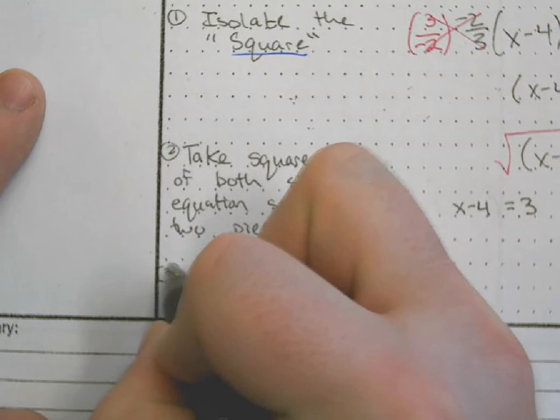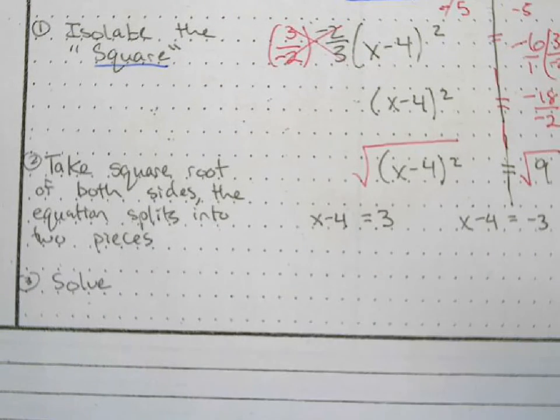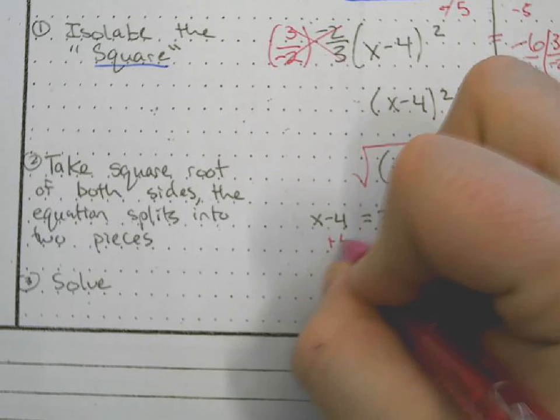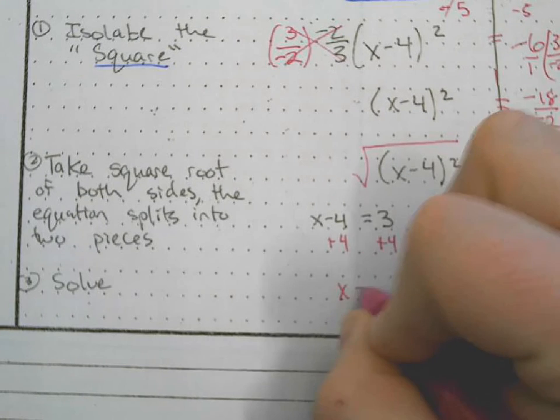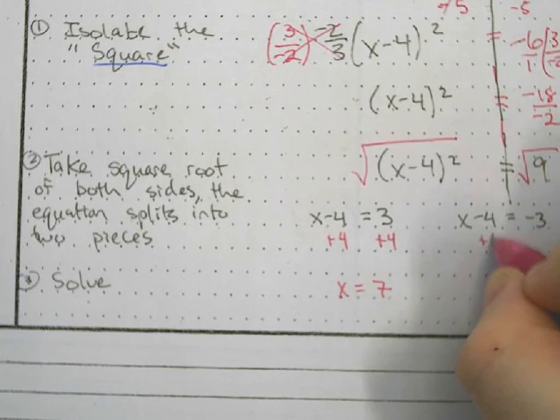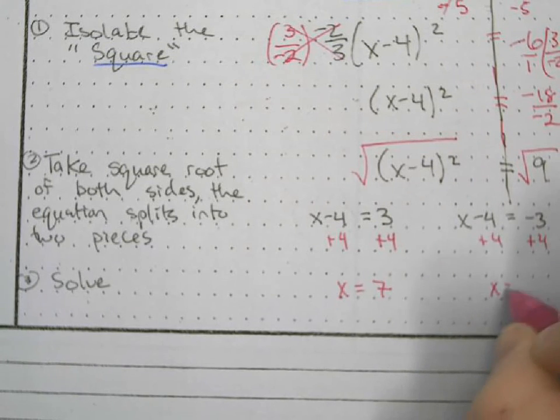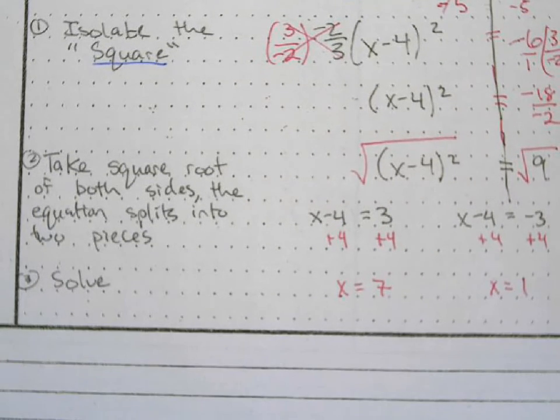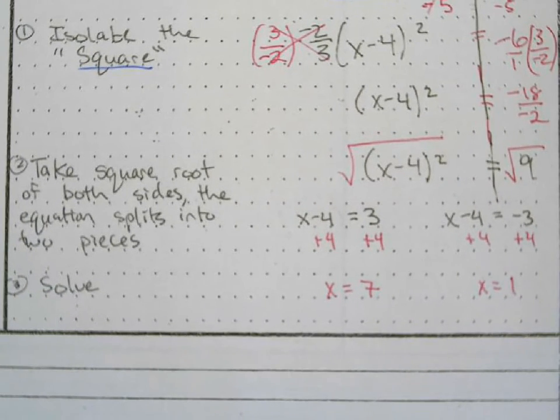And then our last step is just to solve. So we'll solve. I'll add 4 to both sides. We get x equals 7. And the same idea on this one, adding 4 to both sides, and I get x equals 1. And that is how we can solve quadratics by taking square roots.